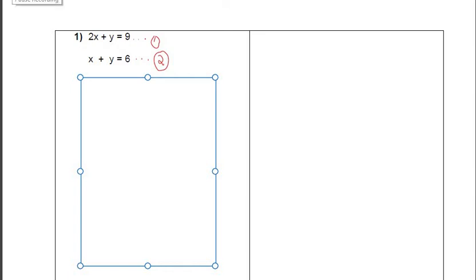Hi students, in today's class we'll be looking at solving simultaneous equations using the elimination method. Specifically, we'll be looking at how we solve simultaneous equations when we have two equations having the same sign. Let us remember to do our checks.